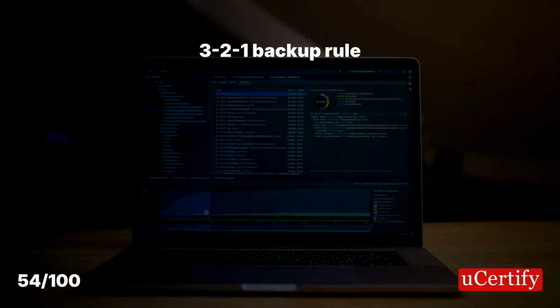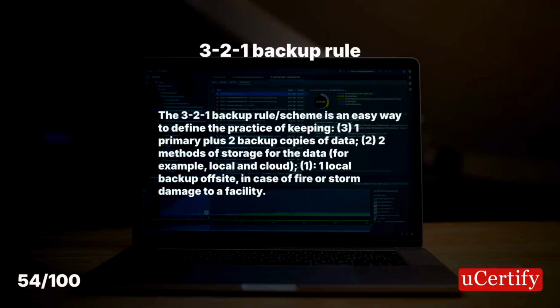Term: 3-2-1 backup rule. Definition: the 3-2-1 backup rule/scheme is an easy way to define the practice of keeping 3, 1 primary plus 2 backup copies of data; 2, 2 methods of storage for the data, for example, local and cloud; 1, 1 local backup off-site in case of fire or storm damage to a facility.